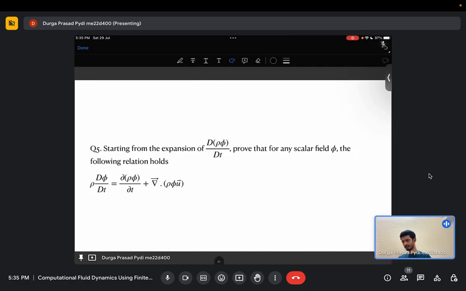Okay, this is just to derive this relation. It has already been discussed in the lecture video as well. If you start with this particular expression, the material derivative of rho times phi, where phi is some scalar field, you have to prove that this particular relation holds. Maybe I'll wait for a couple of minutes. You can try to derive this one.